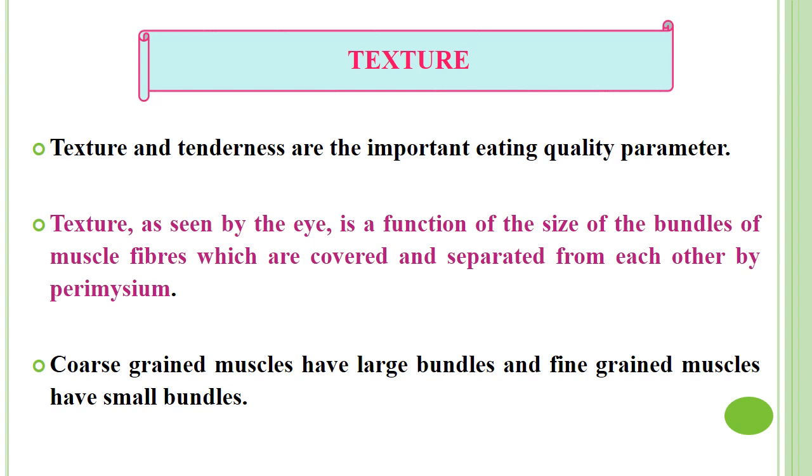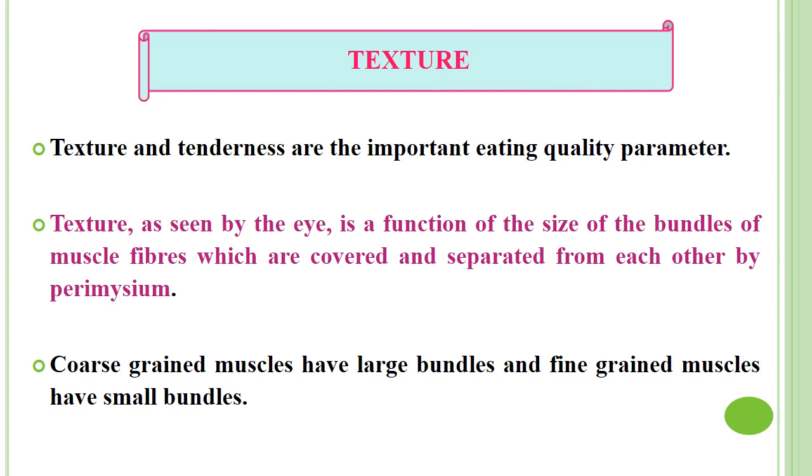We have discussed in detail in an undergraduate lecture about the muscle structure. The muscle structure has three different kinds of connective tissue covering, that is the epimysium, perimysium and endomysium. Epimysium is covering the whole muscle, whereas perimysium covers the bundles of fibers, and the innermost endomysium covers each muscle fiber. Now here we are concerned about the bundles. So these bundle size determines the texture of the muscle.